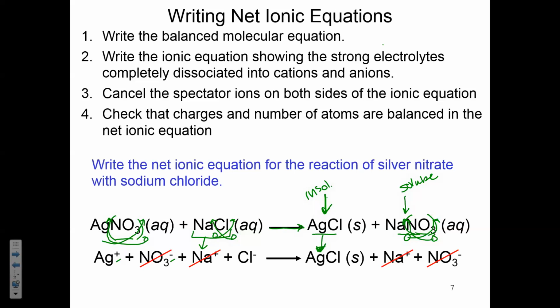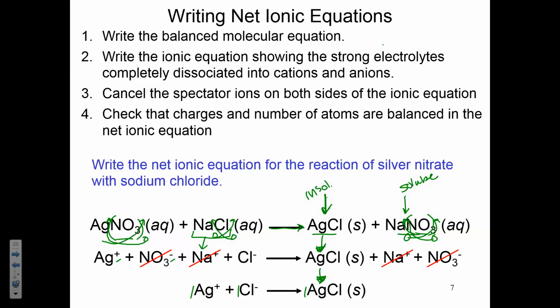And what I'm left with then are things that can't cancel out, which is Ag+ and Cl−, yielding, again, my precipitate because it's not going away. And if I look at this, I have one Ag and one Cl here, and I have one Ag and one Cl there. So we match, the equation balances. All of these would be considered my net ionic equation.